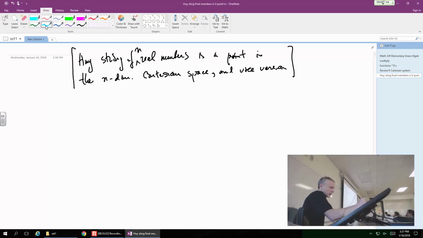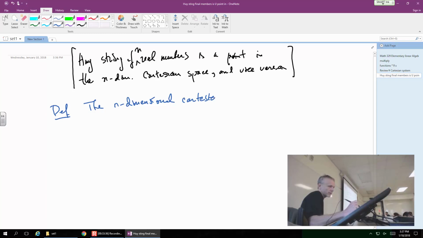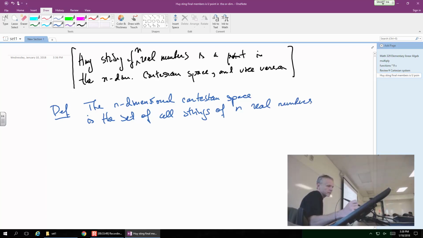So this is how I would put it. The n-dimensional Cartesian space is the set of all strings of n real numbers. No picture, because it's n-dimensional.